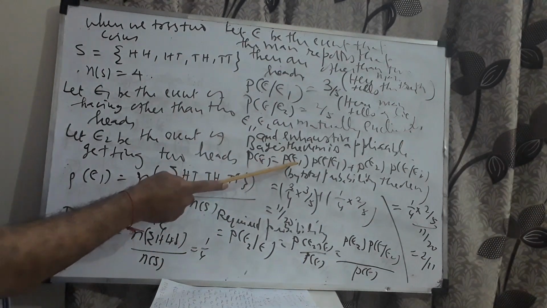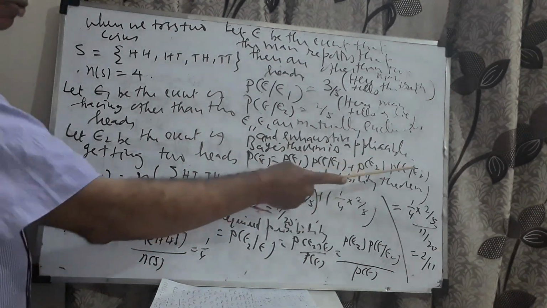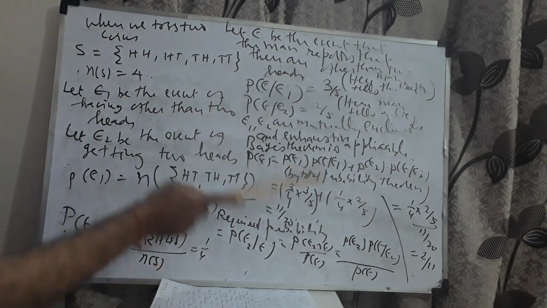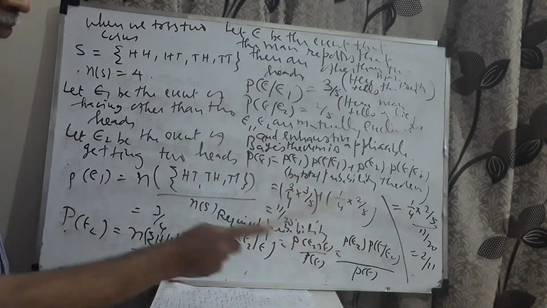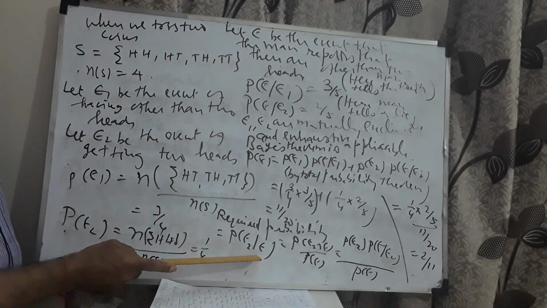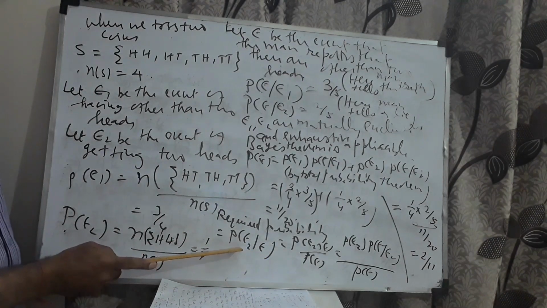P(E) = P(E1)·P(E|E1) + P(E2)·P(E|E2). This is the rule by the total probability theorem. 3/4 into 3/5 plus 1/4 into 2/5. 2 plus 9 is 11, so 11/20. The required probability is P(E2|E). The man reports that there are other than two heads. There are exactly two heads here.